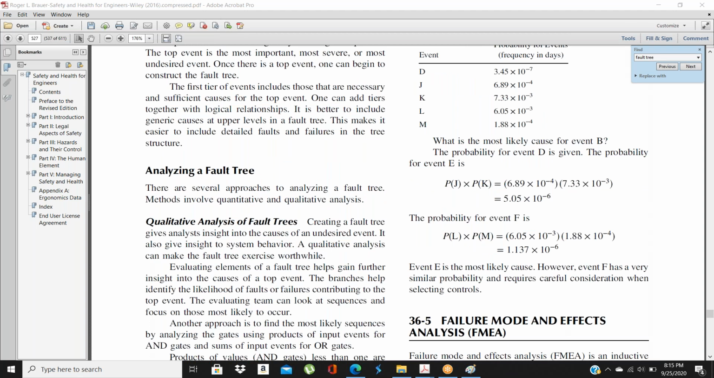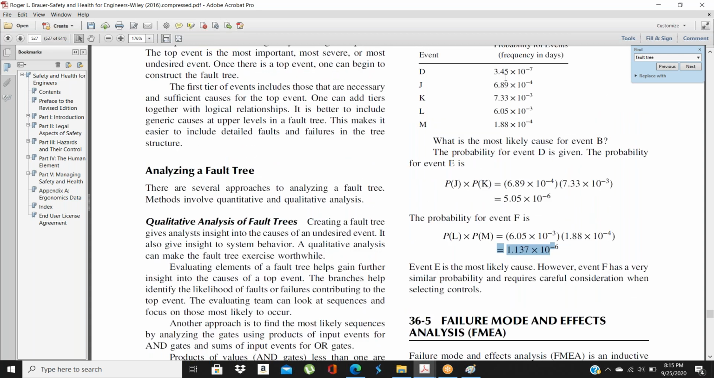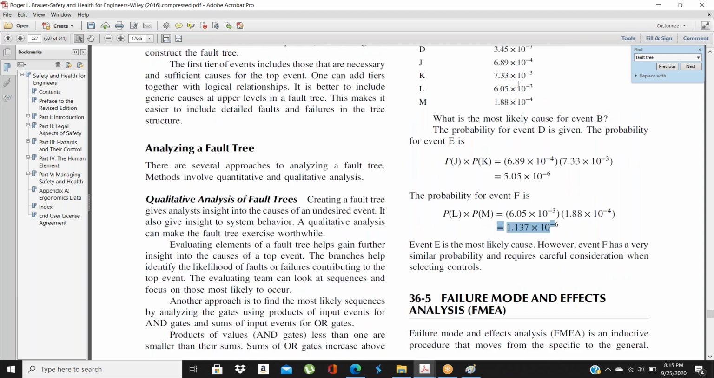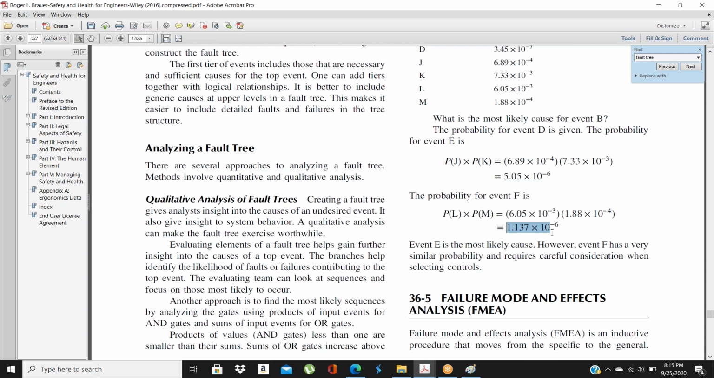L and M: the probability of M and the probability of L. We need to multiply, and it will give you this value. And D is directly given. D is 3.45 multiplied. Now see, where is the probability more? This is bigger, this is bigger, this is bigger.